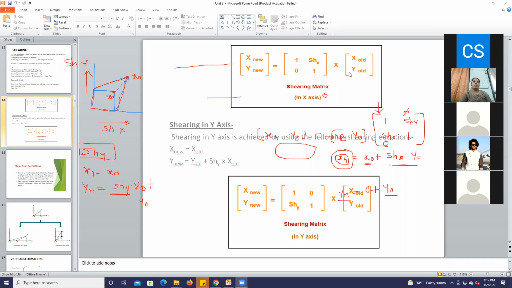So this is the T matrix. So x new, y new, x old, y old into this. Similarly, here also same way. So these are the T matrix. So always remember this T matrix: the diagonal elements are always 1, and the off diagonal are responsible for shearing.